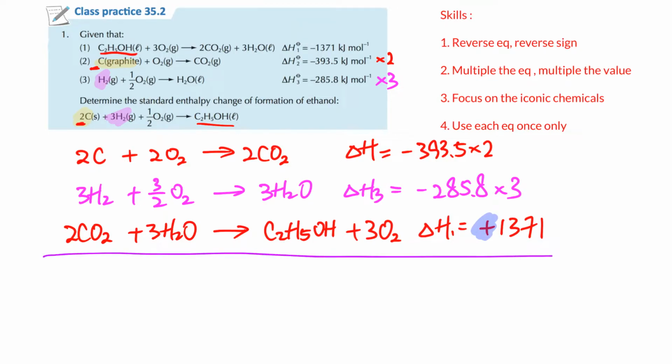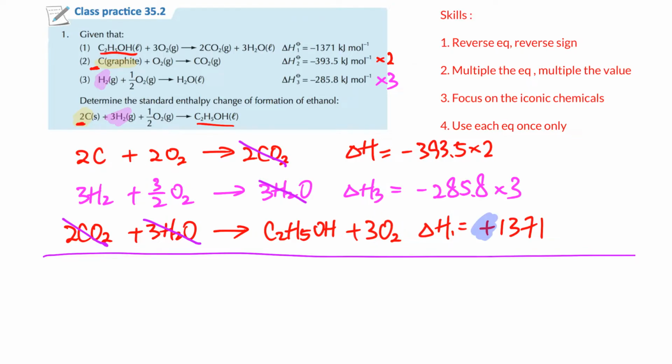try to add these things up. So you'll find that some of the O2 will cancel each other, and some of the H2O will be cancelled. For example, you can see here 3 H2O on the left, 3 H2O on the right, 2 CO2 on the right, 2 CO2 on the left. And then the oxygen that we have, on the left hand side we have 3.5 O2, but on the right hand side we have 3 only.